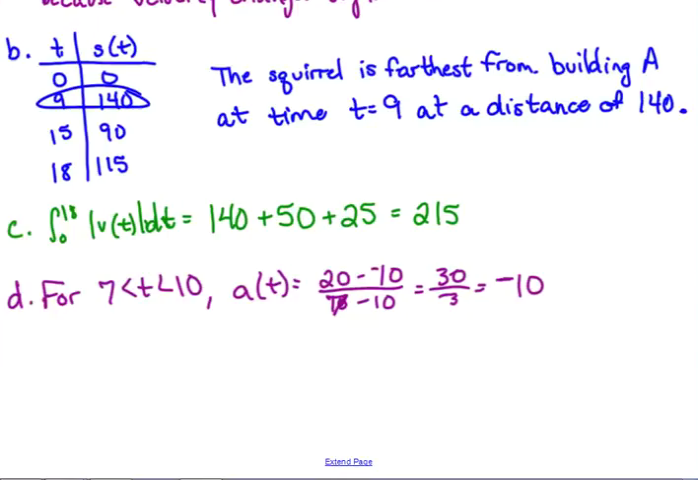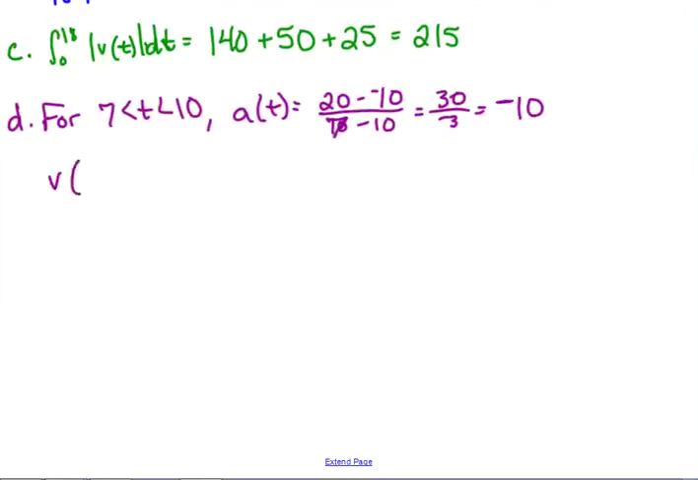Now, for velocity, we do need to write the equation of that line. Well, guess what? We just found the slope of the line. So to finish it out, y minus, take one of the y values, I'd rather use the positive one, is equal to the slope times x minus the x.